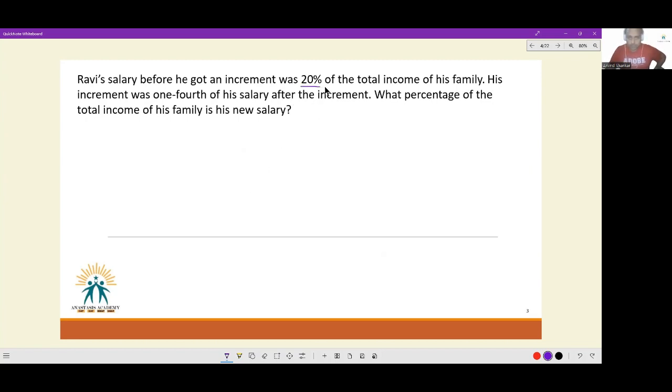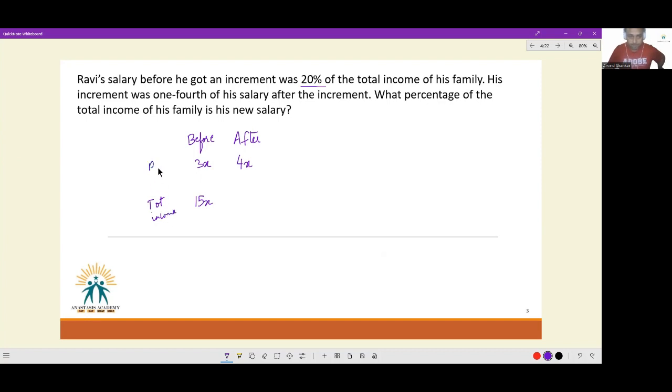See, Ravi's salary previously was 20% of total, and his increment was 1/4 of his salary after increment. So let's say after increment, his salary was 4x. So before increment, his salary should be 3x. And previously his salary was 20% of total income. So total income of his family previously was 15x.